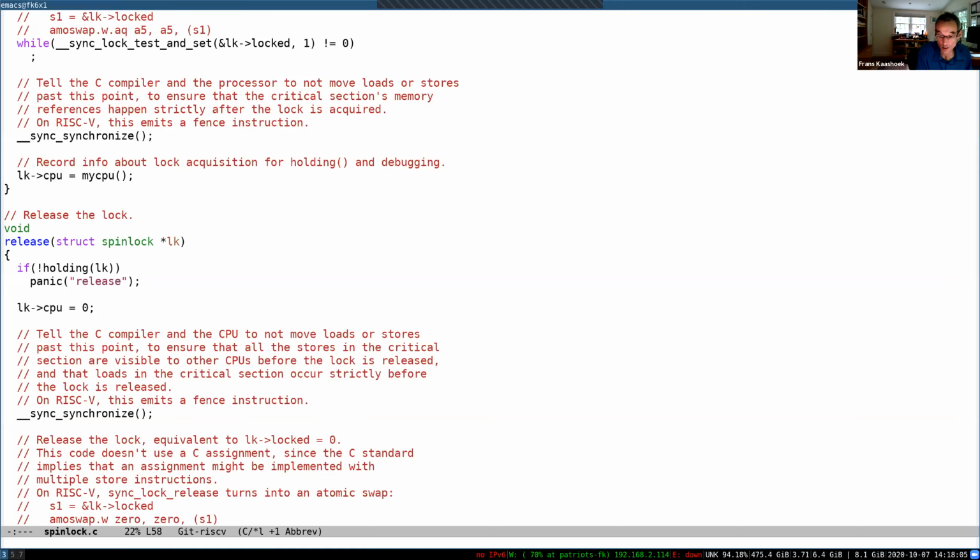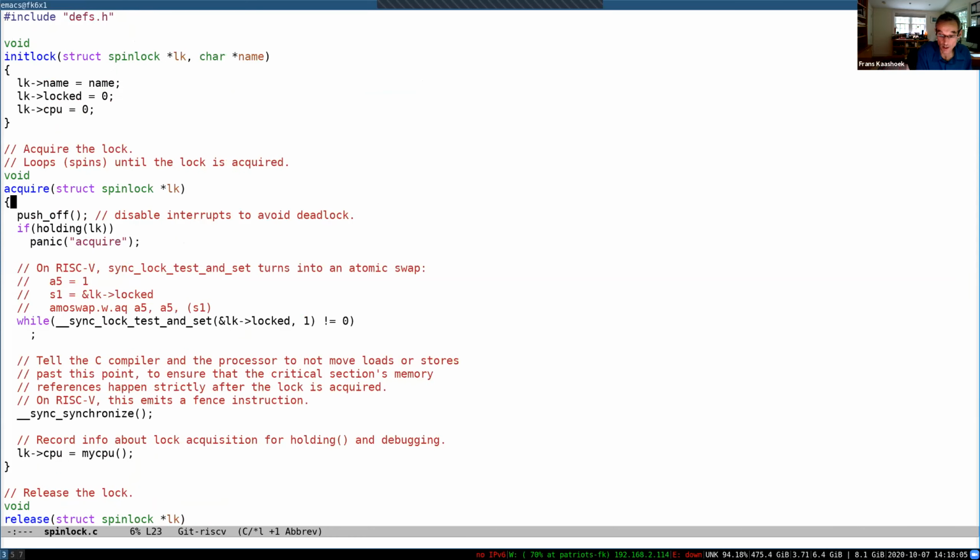So there's a couple other things that I want to point out in this particular implementation. Let me start again and go back to acquire. One of the first things that the acquire function does is turn off interrupts. And it would be good to understand why that is the case.